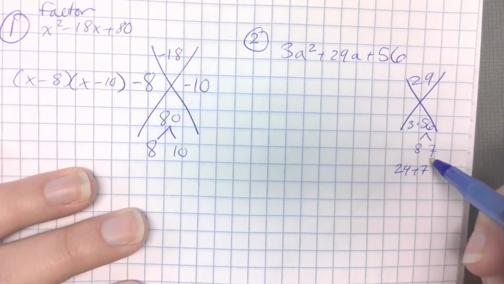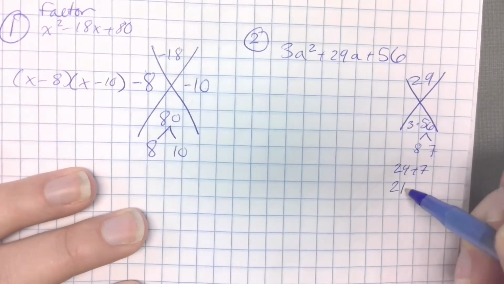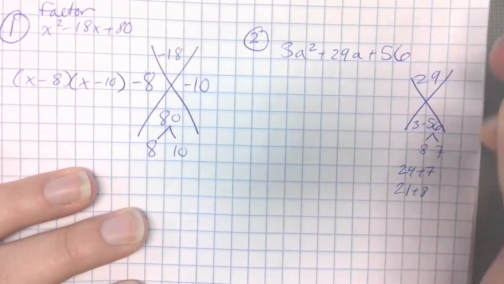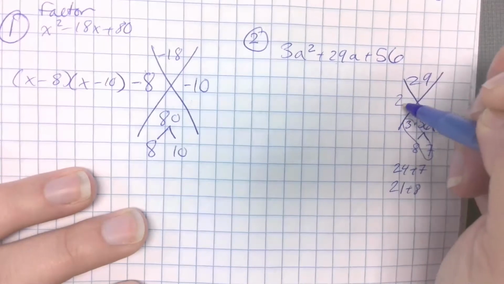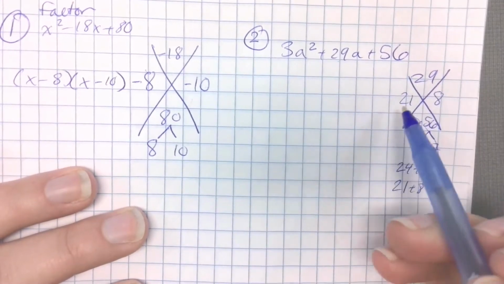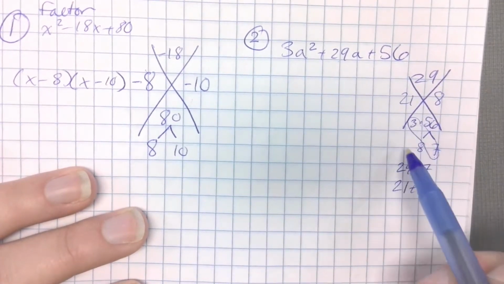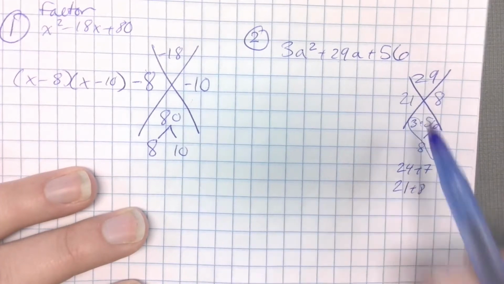So what if we did 3 with the 7, which is 21 plus 8? Does that get us there? It does. So we're going to put the 3 and the 7 together. Are you guys okay that those multiply to whatever this was? Are you okay that those add to that?